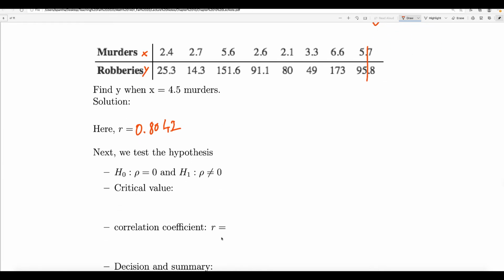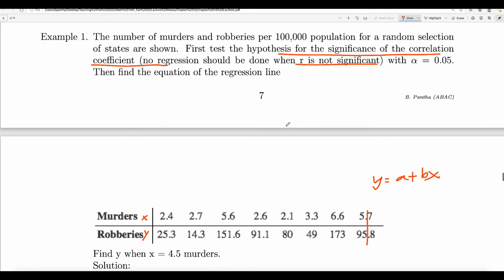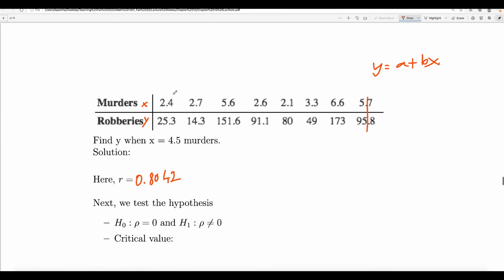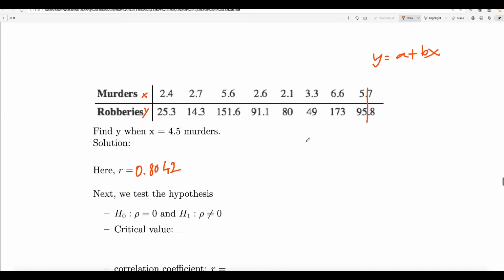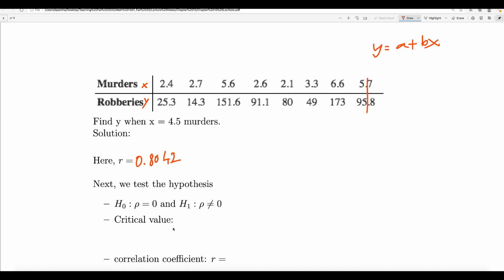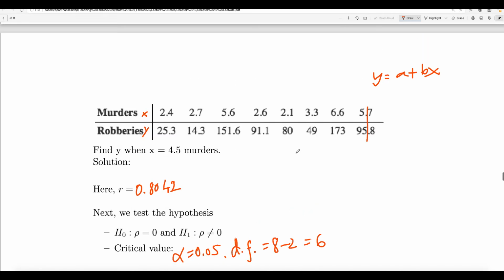So for the critical value, we need alpha. Alpha is given as 0.05. How many pairs are there? 1, 2, 3, 4, 5, 6, 7, 8, right? So the degrees of freedom is n minus 2. So alpha is 0.05, and degrees of freedom is 8 minus 2. That will be 6. Okay, so what we do is go to the table.